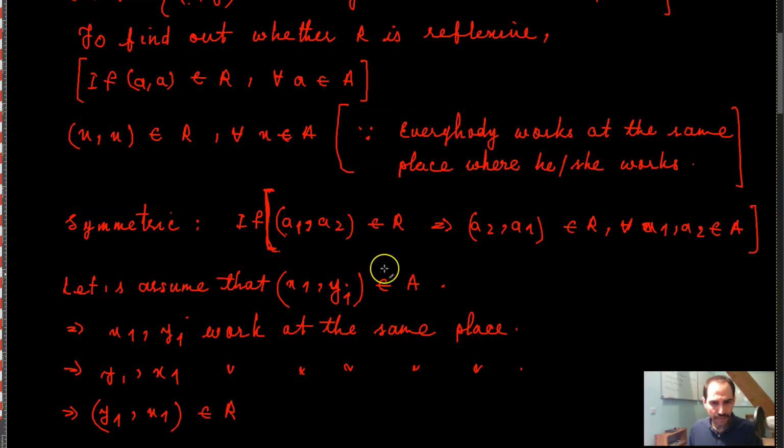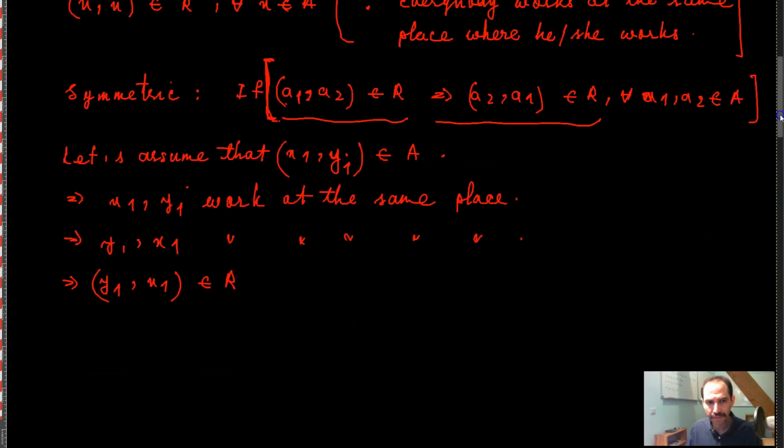So I made the assumption that this part was true, and then I proved that this part was also true, which means that basically R is symmetric, right?